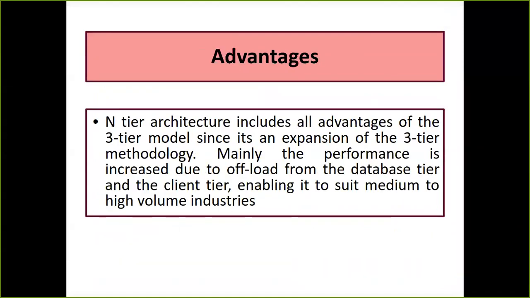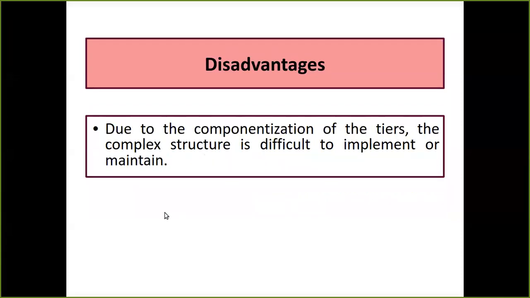Now what advantages do you have? When we talk about n tier architecture, it includes all the advantages of your three tier model. You are going to have the advantages of all the tier architectures which we have studied. It is just an expansion of your three tier. Mainly, performance is going to be increased due to the offload from the database, and it is going to allow me to have high volume. It is going to be used for high volume industries. We have a number of advantages over here.